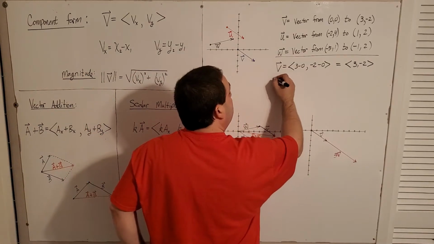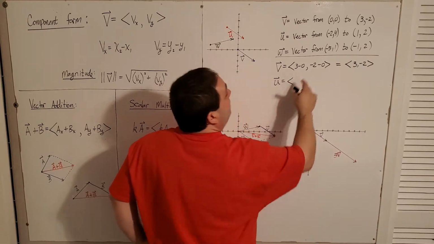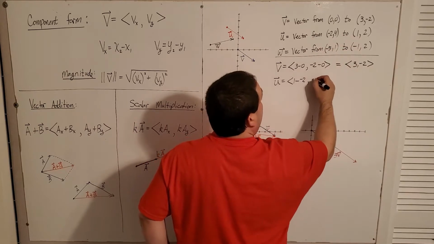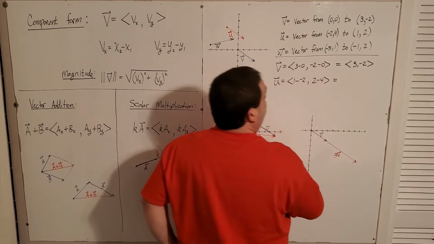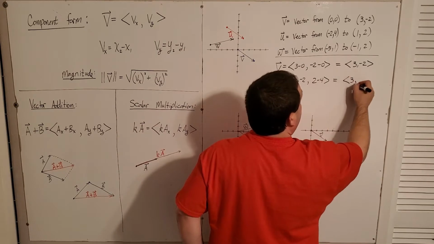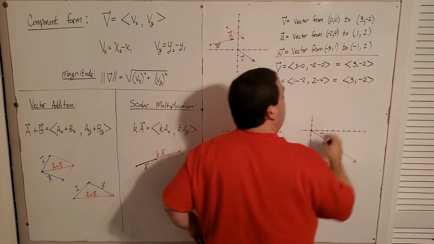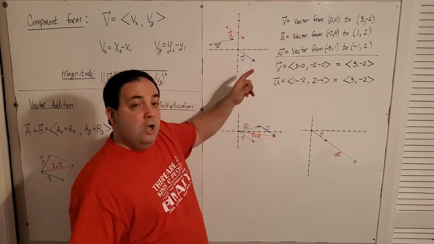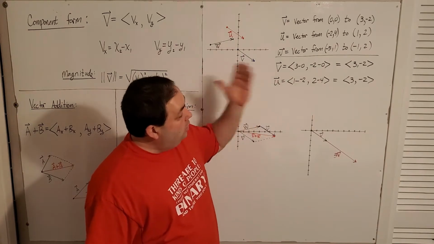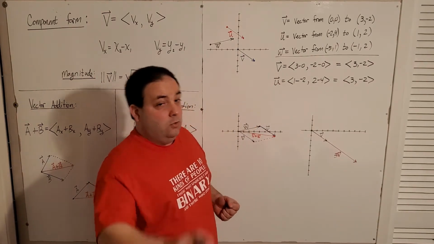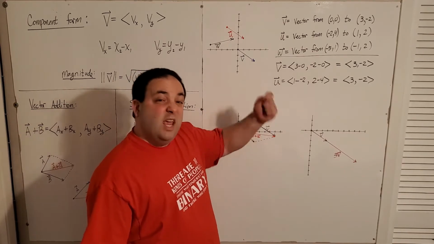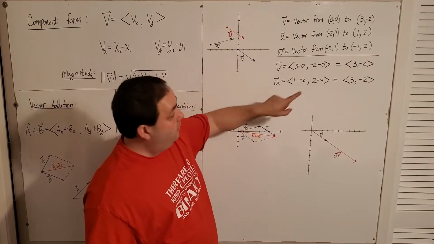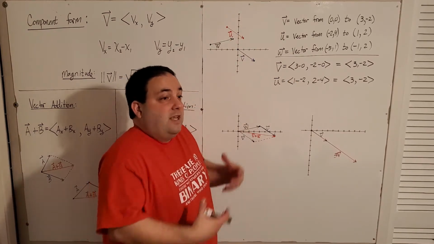Vector U is the vector 1 minus negative 2, 2 minus 4. Therefore, I have ⟨3, -2⟩. Do you think that's a coincidence? We just showed that those two vectors were equal vectors. Well, notice in component form, they are exactly identical. Not a coincidence. They are the same vector, period. They are exactly the same vector. Doesn't matter where they are in the grid, they are the same vector. They are describing the same kind of action.